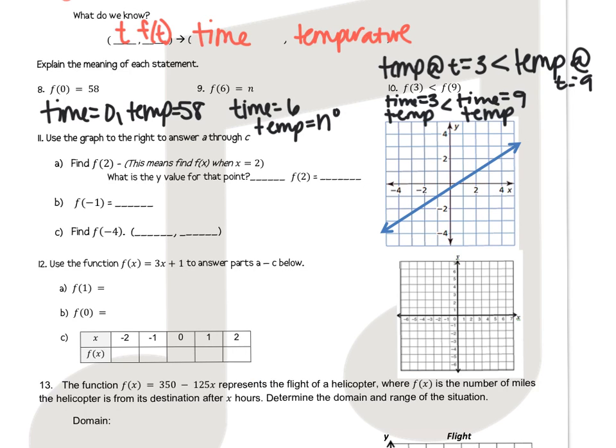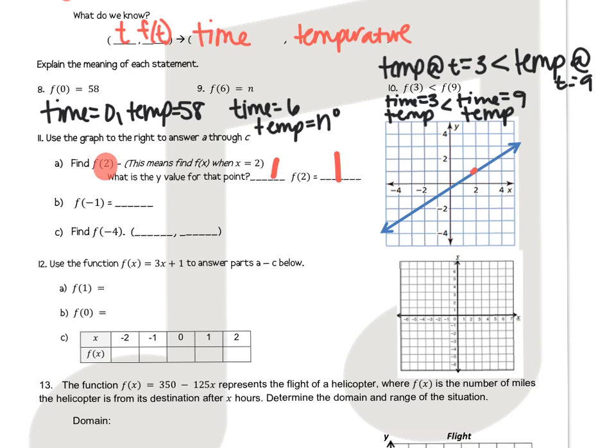Part 2, we're going to use the graph to the right to answer A through C. So it says find f of 2. Remember, that means that x is 2. So we need to figure out when x is 2, what's y. We're going to go to where x is 2 and find a point on the graph, and that would be right here, and y at that place would be positive 1, sorry. So f of 2 is positive 1.